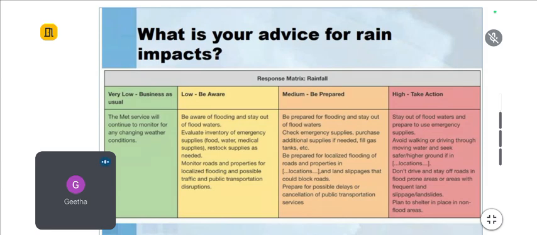So if flooding happens, how will I manage? Be prepared for that and keep all the required things. And if the response has to be high, take action. Then avoid going out at all. Don't drive and stay off roads in flood-prone areas. Plan to shelter in place in non-flood areas. If you are in a flood-prone area, move immediately to a non-flood area. So this kind of response also has to come from the people's side.